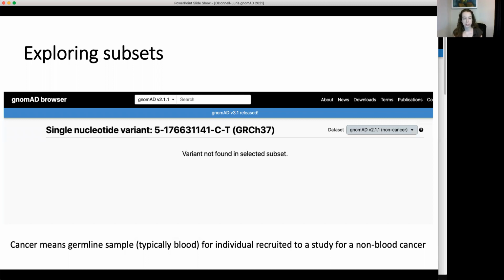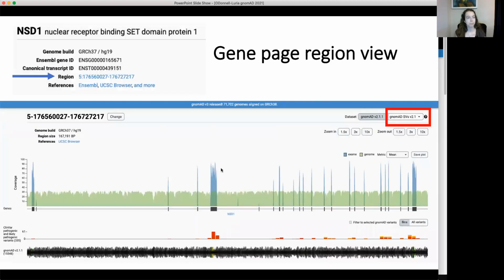So they're germline blood samples for non-blood cancers, but generally just sometimes knowing what subset something is in can be helpful depending on the question you're asking. But for most uses, we just recommend using the full gnomAD data set. There's also a region view. If you click here on any gene page, it will show you all of the variants for all the intronic regions also, in case you need that.